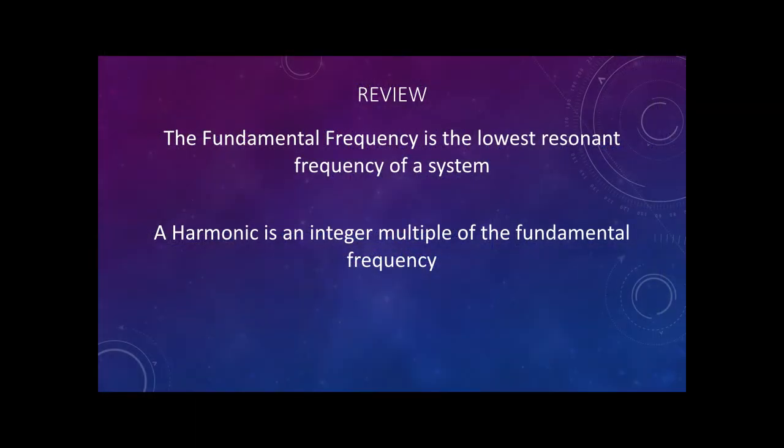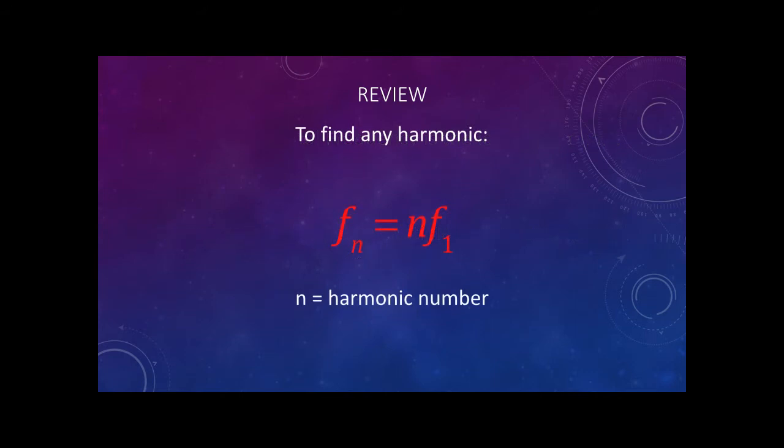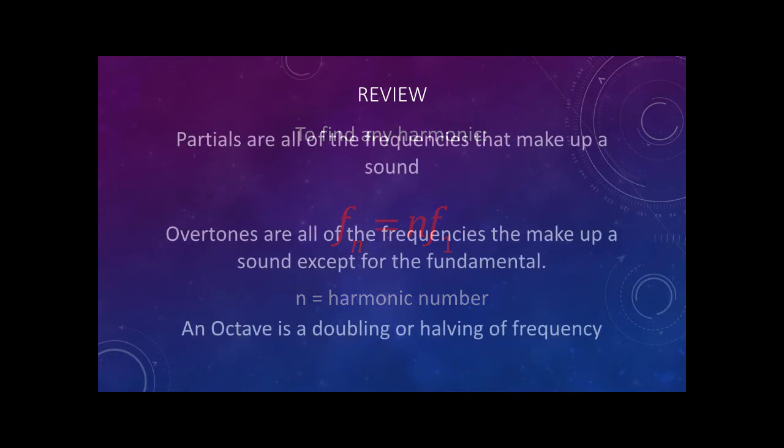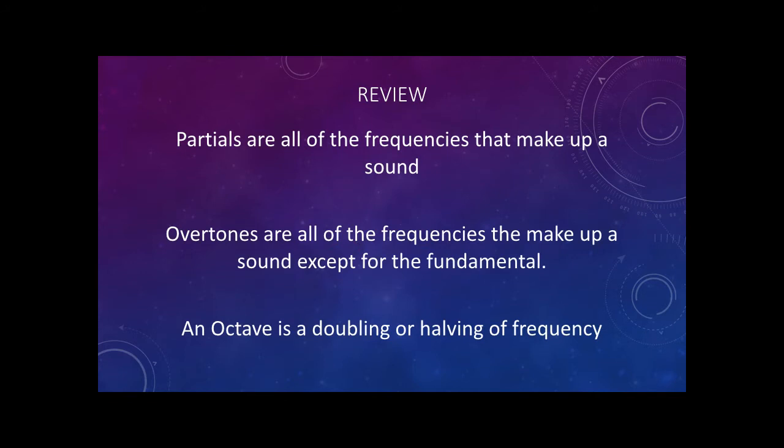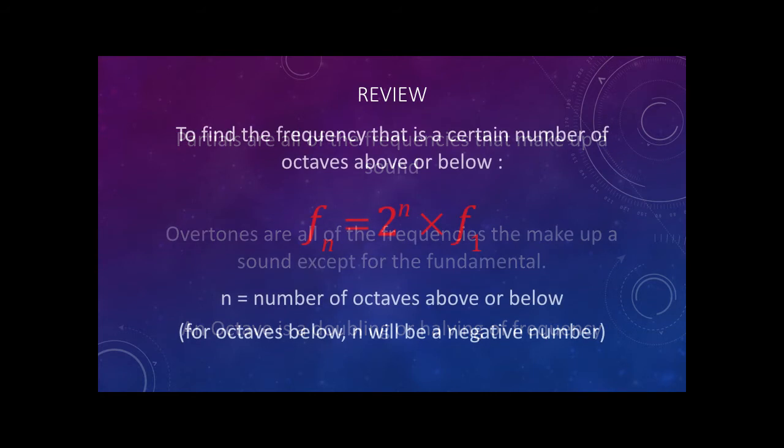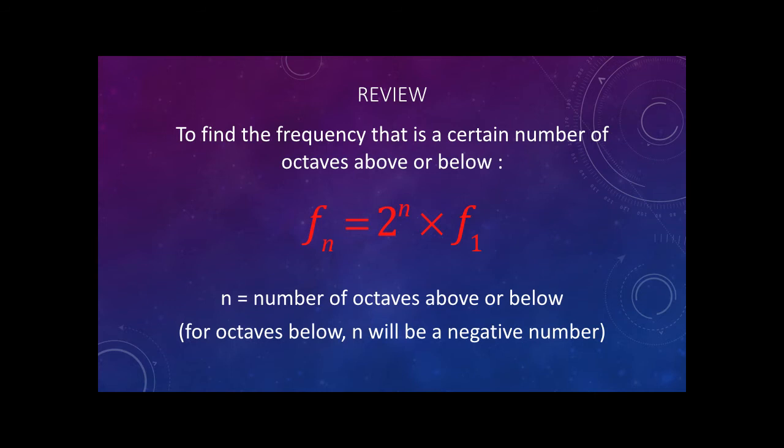To review, the fundamental frequency is the lowest resonant frequency of a system. A harmonic is an integer multiple of the fundamental frequency. To find any harmonic, f_n equals n times f1, where n is the harmonic number. Partials are all of the frequencies that make up a sound. Overtones are all of the frequencies that make up a sound except for the fundamental. An octave is a doubling or halving of frequency. To find the frequency that is a certain number of octaves above or below, f_n equals 2 to the n times f1, where n is the number of octaves above or below. For octaves below, n will be a negative number.